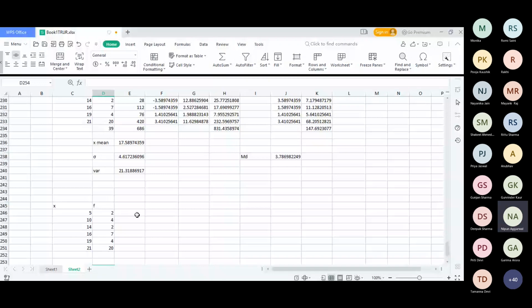Fine. So with that, your measures of dispersion and central tendency is over. And one second, I'm stopping the recording.